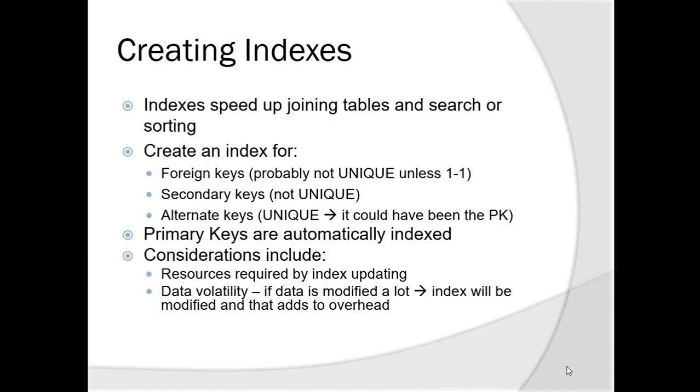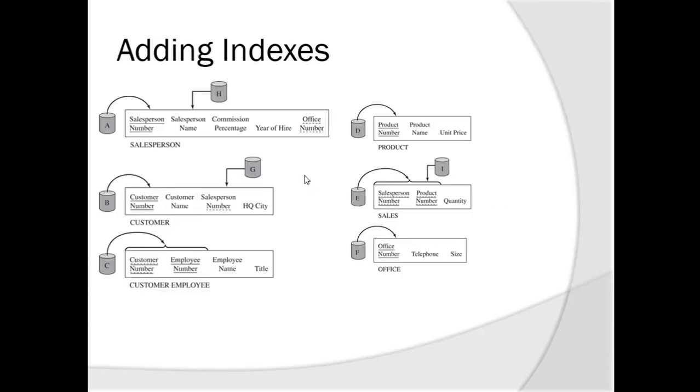Some rules to consider is don't get index happy because every index requires overhead on the server. Another thing to think about is data volatility. Every time you modify a field that's in an index, say a secondary key, a last name field, could be a secondary key because it's something we might search on. Every time it's modified, that index has to be modified, and that adds to the overhead of modifying and saving the record.